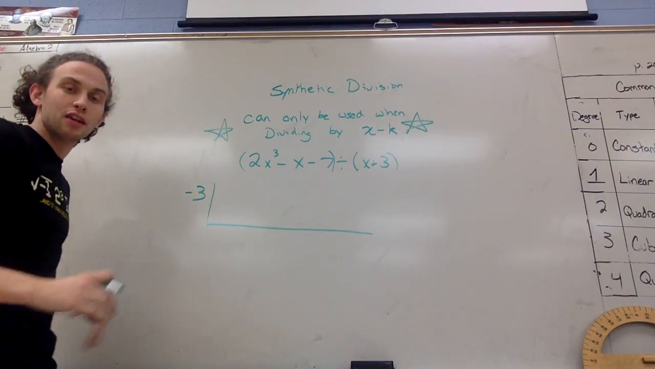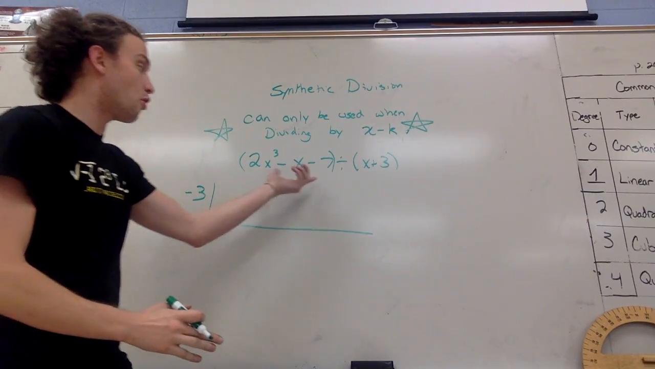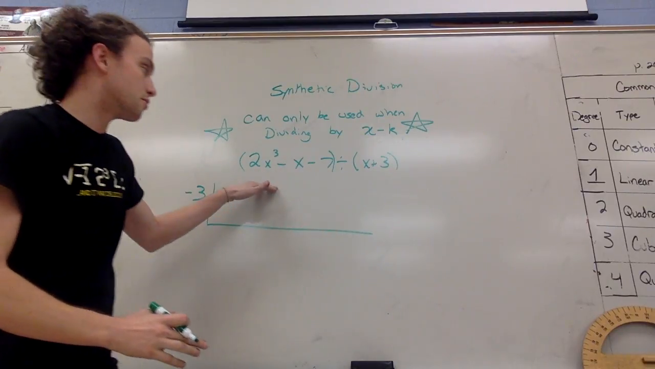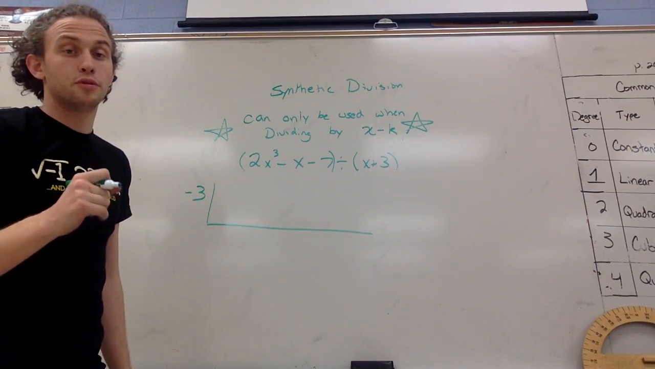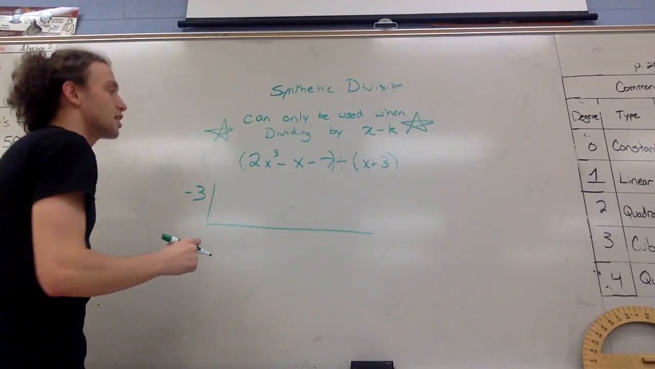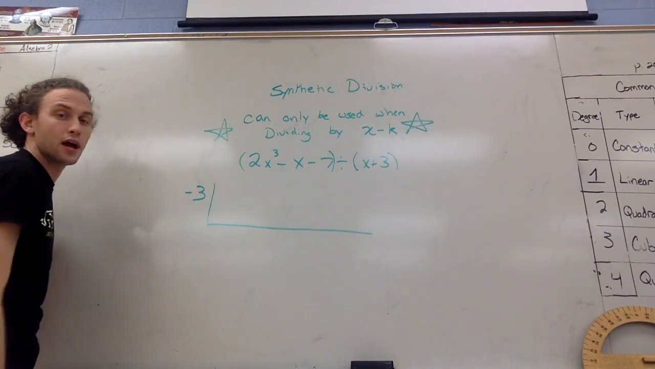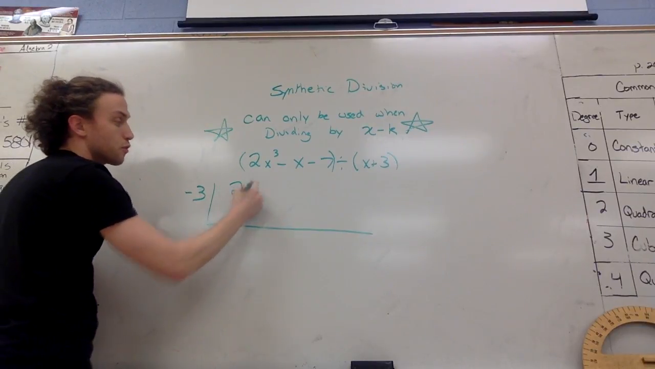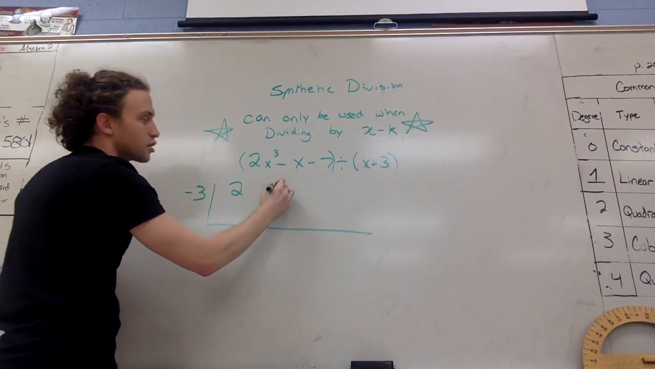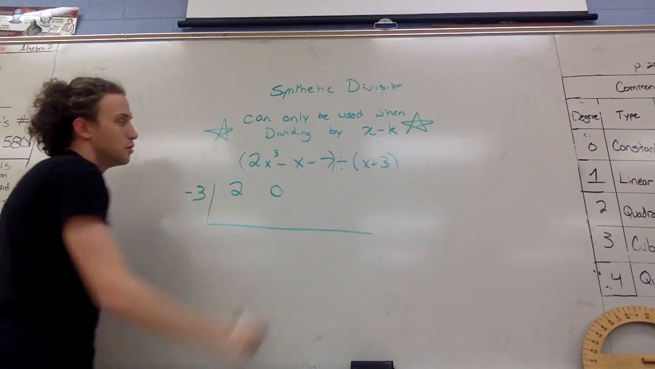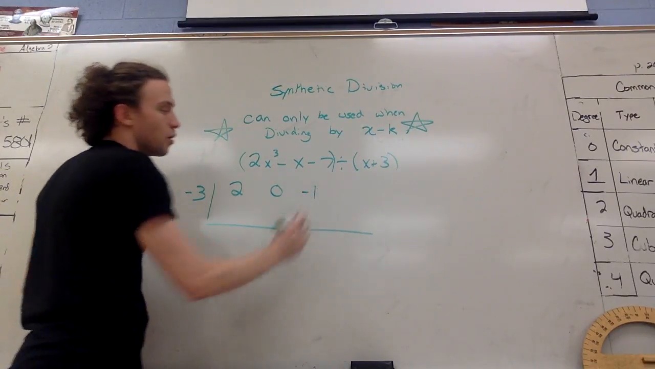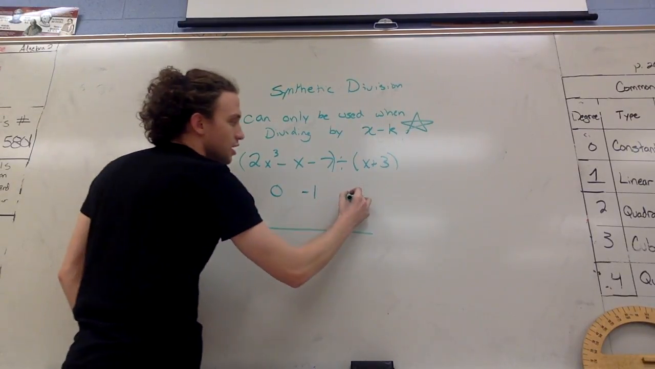Okay? Now, I got to look at all these coefficients once again and put all the coefficients in order here. Now, you're missing something here. You're missing a quadratic term. You're missing your x squared value. So what I have to do is say, all right, this is my 2 for my x cubed. X squared is a 0. X is a negative 1. And negative 7 is a negative 7.